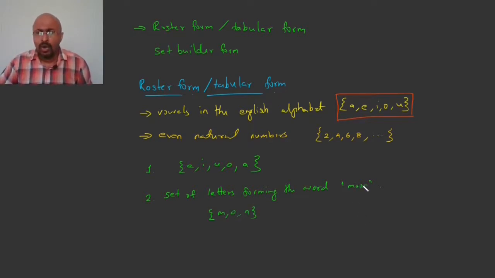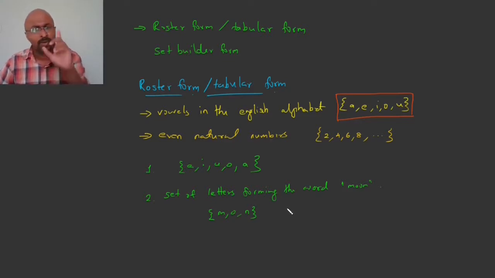Look at O is coming twice in this word, but when we are writing the set of letters that forming the word moon, we are only writing O once. That is, in this representation, the elements of a set are not repeated. We only need to write that element once in that set.